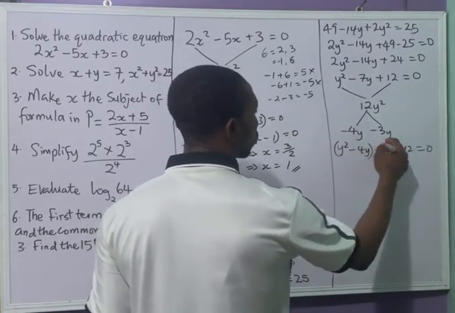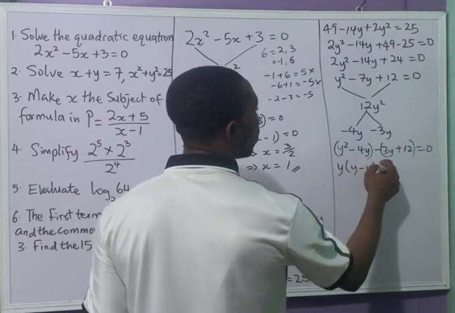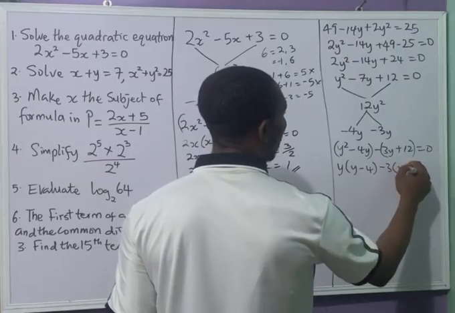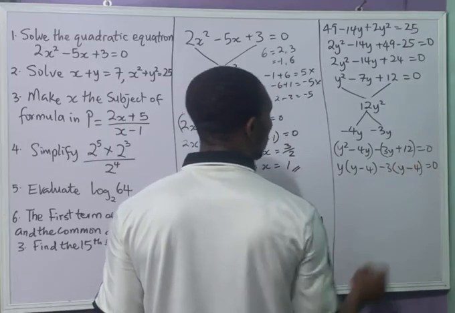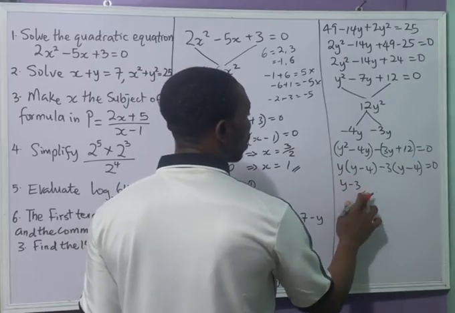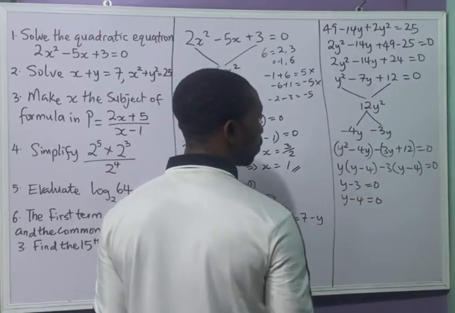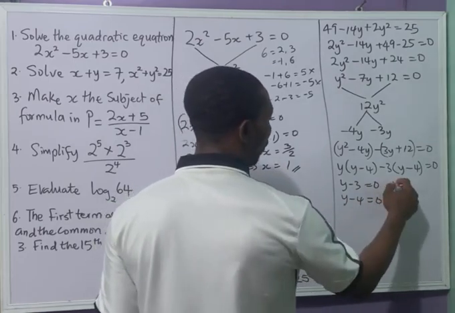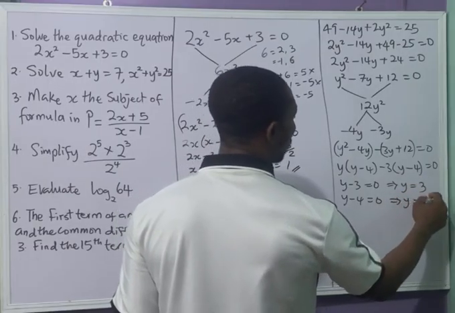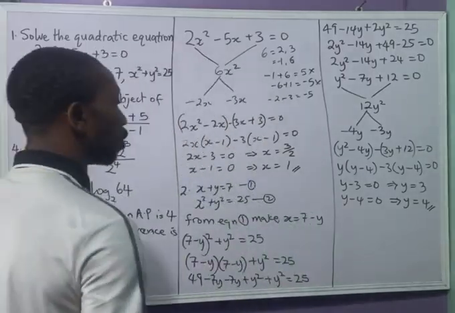So collecting these two together, y is common: y minus 4, and 3 is common: y minus 4 equals 0. So bringing these two, we have y minus 3 equals 0 and y minus 4 equals 0. Therefore y equals 3 and y equals 4. So with this, we've solved our simultaneous equation.